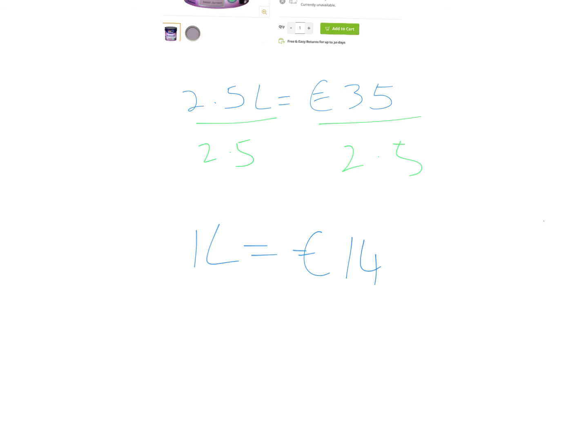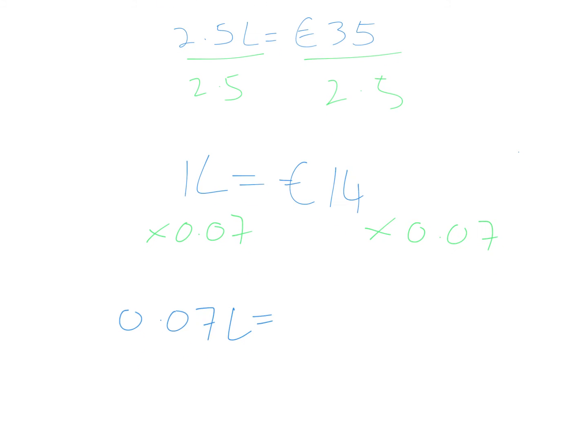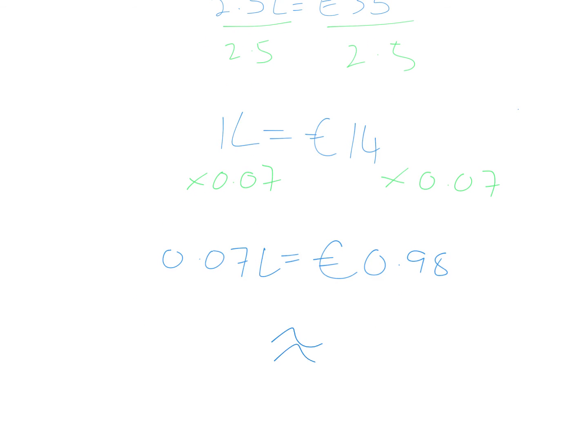Now to get 0.07, again it's a little bit like currency conversion. We're going to turn our 1 liter to 0.07 by multiplying 1 by 0.07, and then we have to do the same thing to the right hand side, multiply by 0.07. So 1 times 0.07 gives us 0.07 liters. And on the right hand side then, when we multiply 14 by 0.07, we get 98 cent, which I'm going to say is roughly €1, right? So we can put 0.07 liters, because I actually rounded the 0.07 liters a bit. That's roughly equal to €1.